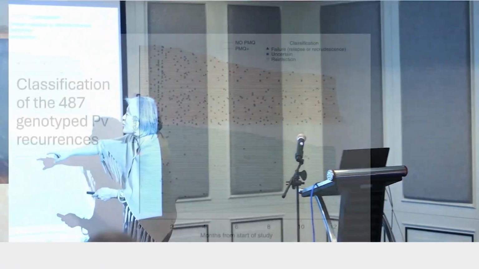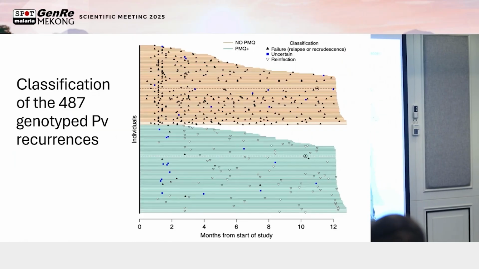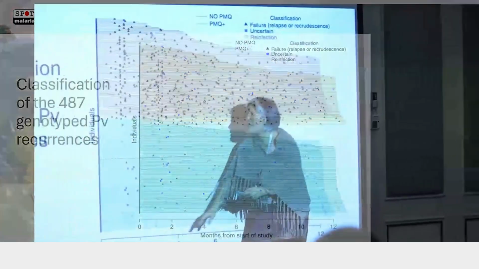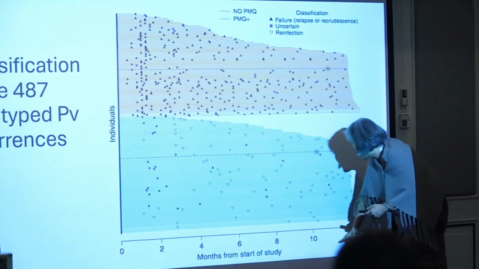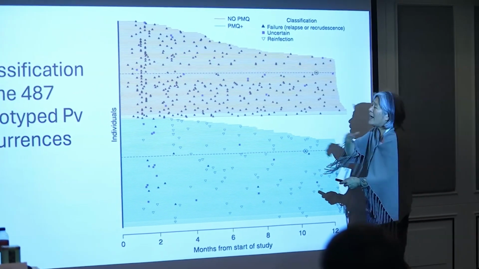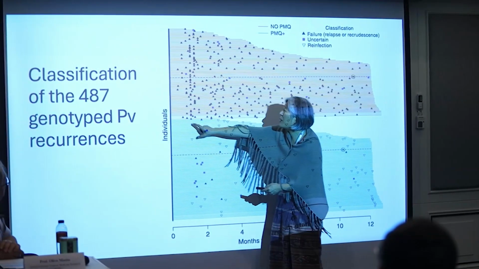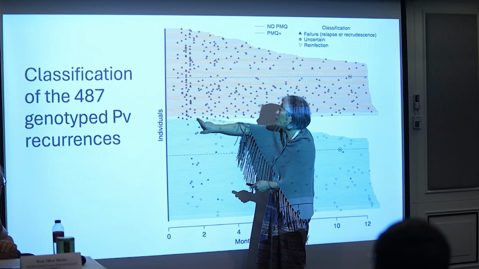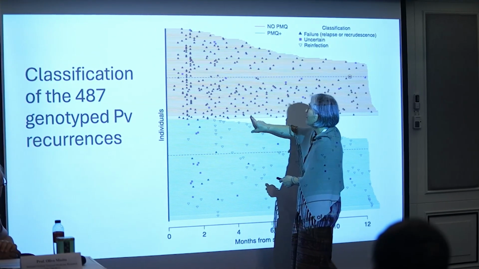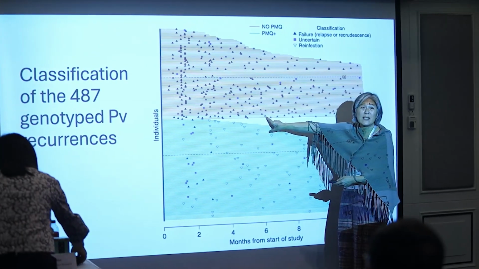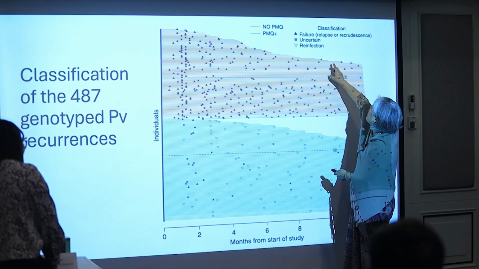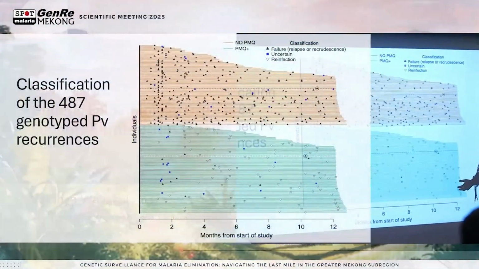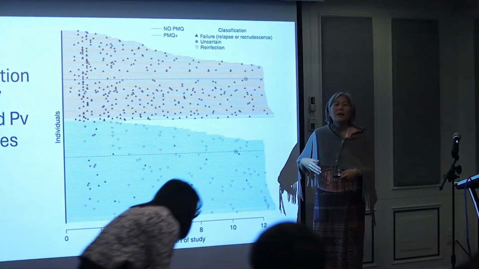Okay, this is another figure. Each line is one participant, so we have many participants. This one is also time. You can see this participant at enrollment, and then boom, 5, 6, 7 recurrences. They classify that as failure. So those had a high probability to be relapse.